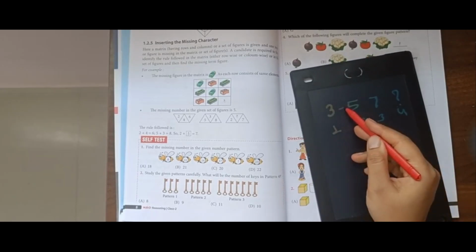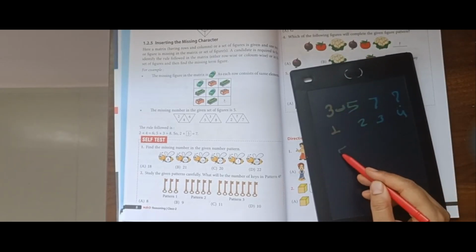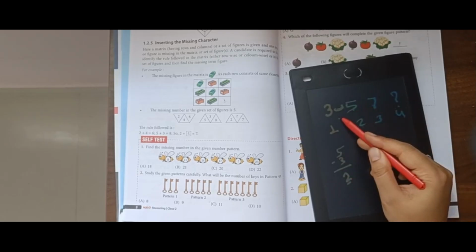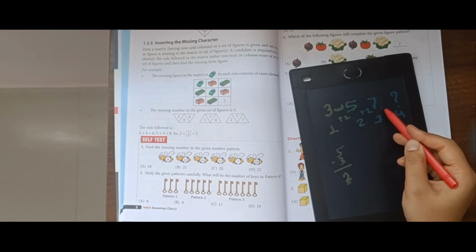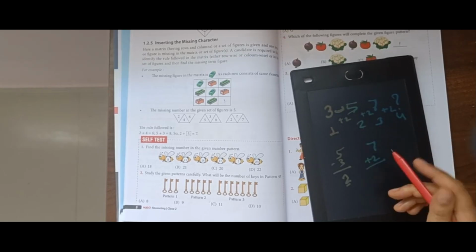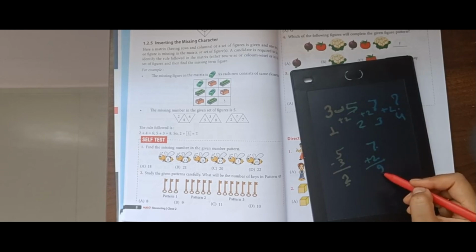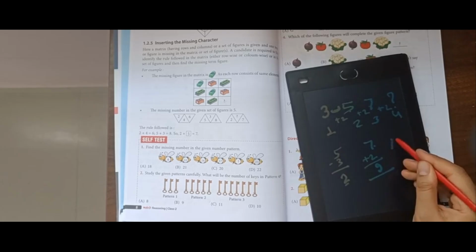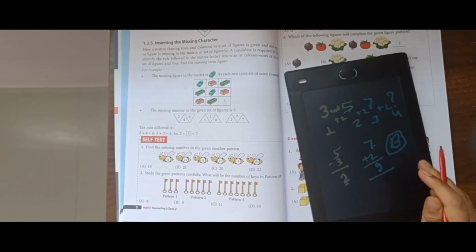We need to again take the difference of these. 5 minus 3 is 2. 7 minus 5 is 2. So we are adding plus 2. So after adding 7 plus 2, how much will come? 7 plus 2 is 9. So the answer is B. So the answer of the second question is B.